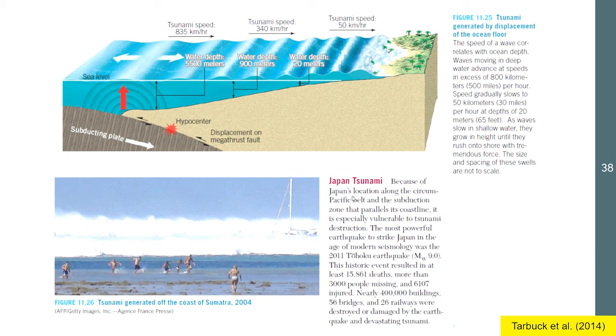Japan is known for its very violent tsunami events. The most powerful earthquake to strike Japan was the 2011 Tohoku earthquake. This was quite a historic event that resulted in around 15,000 deaths. Not only was Japan damaged by the actual earthquake, it was also damaged by the devastating tsunami that followed after.